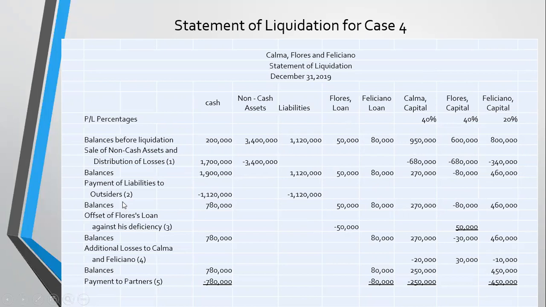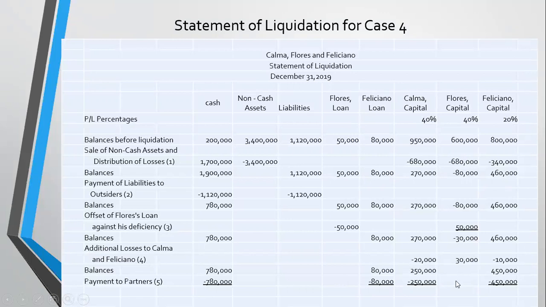So the same lang, no, ang nabawas. So saan nagkaroon tayo ng difference dito? Yung 1, number 2, and then nag-offset tayo ng loan balance niya. Since meron pa siyang negative na 30,000 at sabi siya ay insolvent. So kapag personally insolvent, meaning the partner or the deficient partner is not capable na mag-invest ng additional cash to cover yung kanyang capital deficiency, what will happen is the other partner will absorb yung kanyang deficiency. Kaya meron tayo dito additional losses to Calma and Feliciano dun sa number 4 na magiging entry.